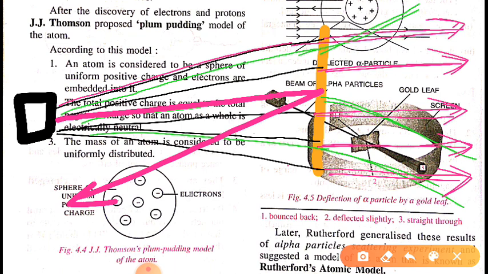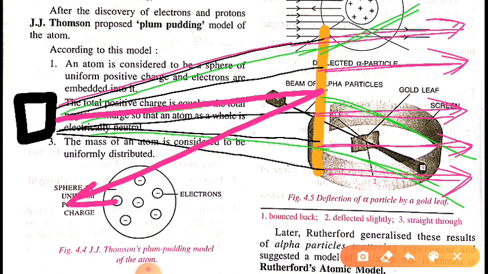Next he told that there is a positively charged mass at the center of the atom, which he gave the name nucleus. And he told that in the nucleus the entire mass of the atom is concentrated. I hope you are understanding. He told that there is a positive charge at the center of the atom, and he gave it the name nucleus. And in that nucleus the entire mass of the atom is concentrated.